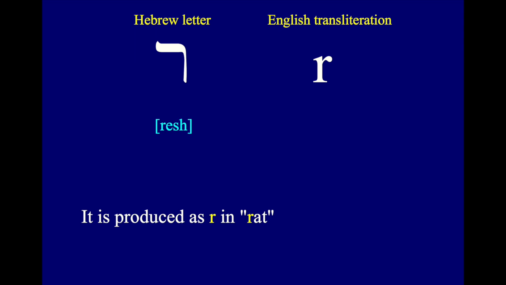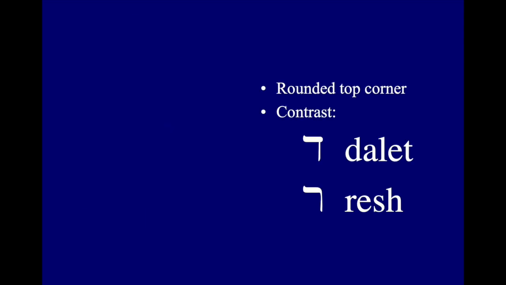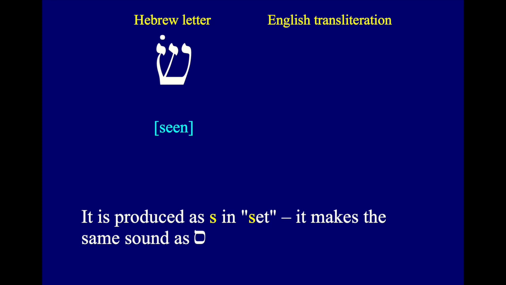By the way, resh does not have that extra tittle on top. That's why I said when you learned the dalet, make sure you get that extra little bit on the edge there, because resh is curved and doesn't have that extra tittle. That's the only way to tell these things apart. Your dalet has a 90-degree angle and hangs off a little bit to the right. Your resh is curved and there's no extra tittle on top, right? So that's an important thing to remember.